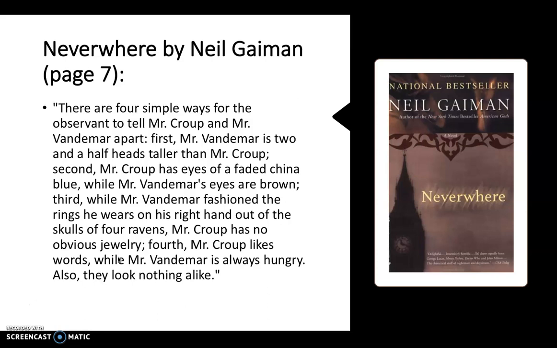There are 4 simple ways for the observant to tell Mr. Croup and Mr. Vandemar apart. First, Mr. Vandemar is 2.5 heads taller than Mr. Croup. Second, Mr. Croup has the eyes of a faded china blue, while Mr. Vandemar's eyes are brown. Third, while Mr. Vandemar fashioned the rings he wears on his right hand out of the skulls of 4 ravens, Mr. Croup has no obvious jewelry. Fourth, Mr. Croup likes words, while Mr. Vandemar is always hungry. Also, they look nothing alike.